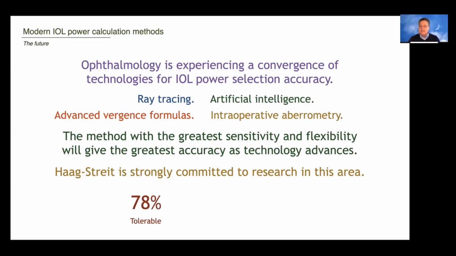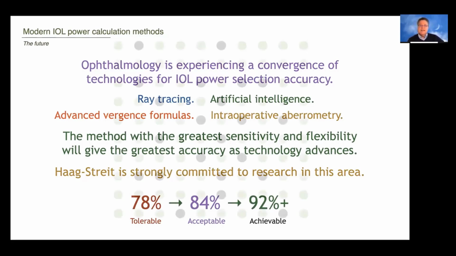So we know that 78% is what's most common, and if you track your outcomes, this will be a number that will look very familiar to you. We know that 84% is acceptable. This would be the next tier up of physicians. But 90% or even better, 92% is actually achievable with these new calculation methods, and also taking very good care with your measurements for things like surface optimization, validation criteria, etc.